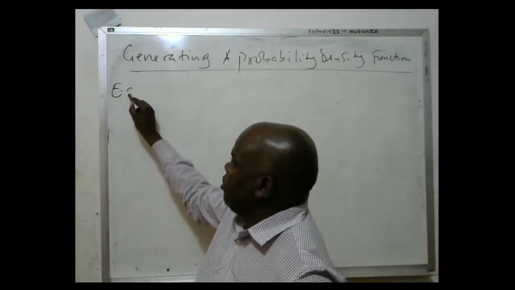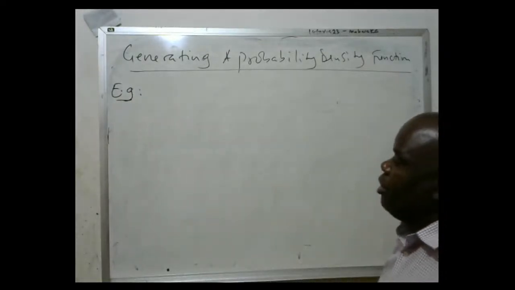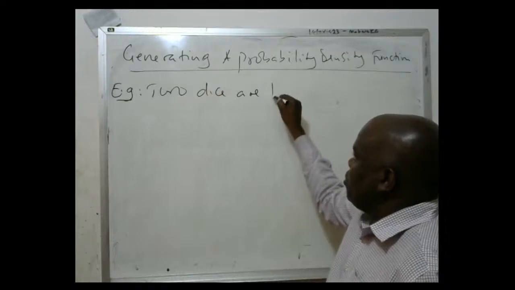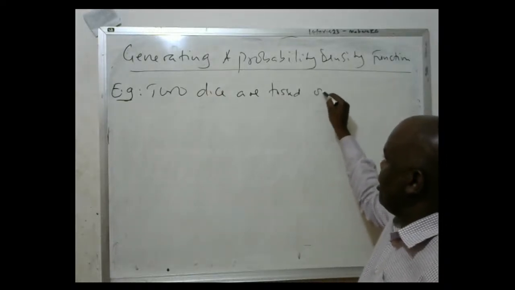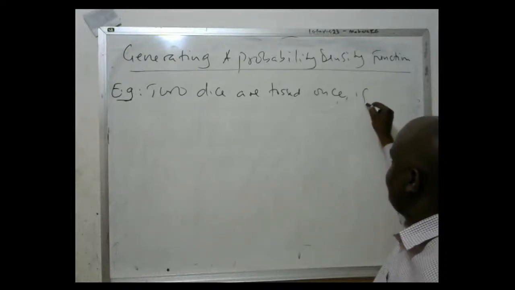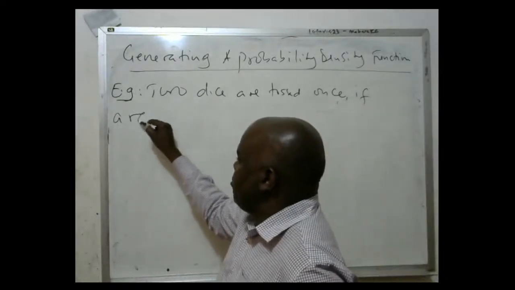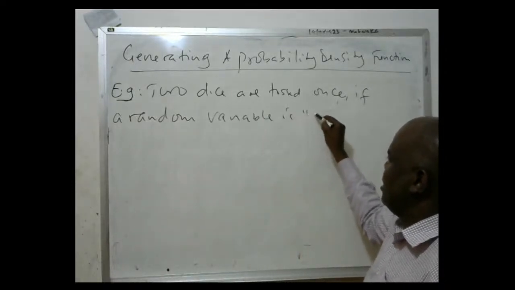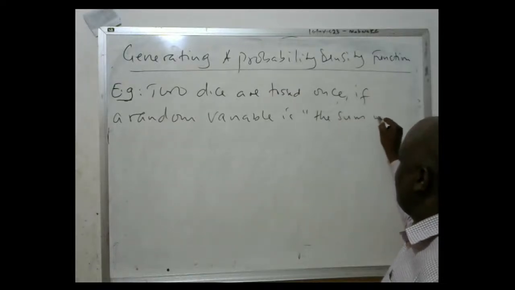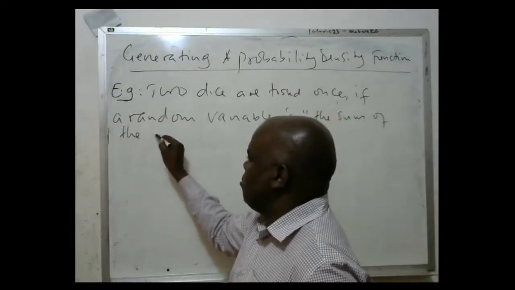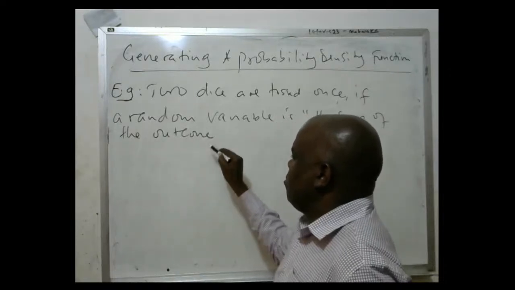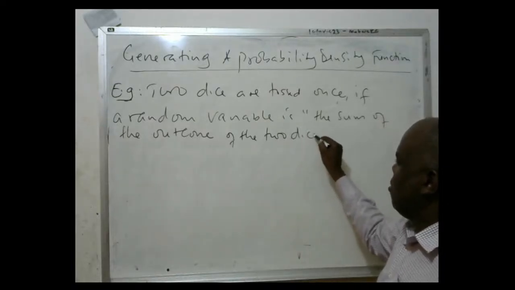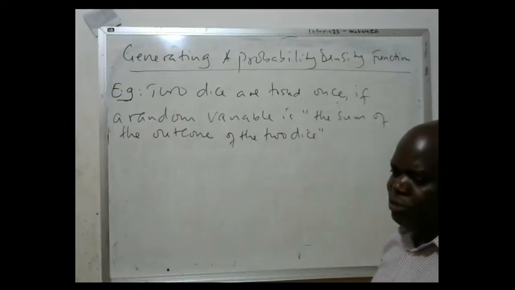Example: two dice are tossed once. If a random variable is the sum of the outcome of the two dice. Now, our random variable is the sum of the outcome of the two dice.